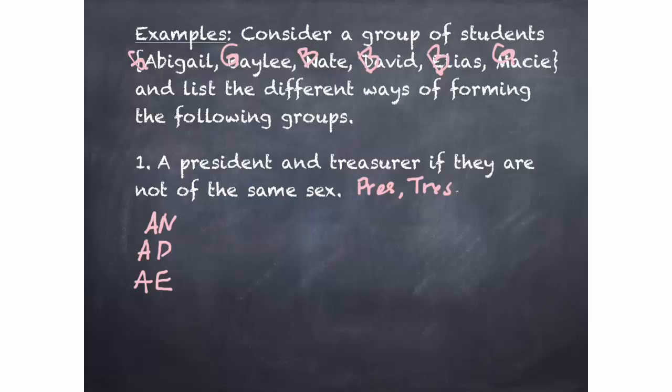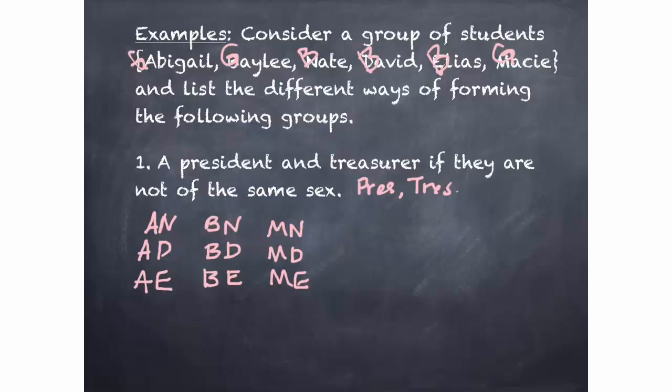Okay. But she's not the only one who could be president. Who else could be president? Bailey could be president. And if Bailey's president, who could be treasurer? Nate or David or Elias. Okay, so let's keep going with girl presidents. There's one more girl in my list. It's Macy. So Macy could be president, and if Macy's president, then who could be treasurer? Nate, David, or Elias. Are we all good with that?